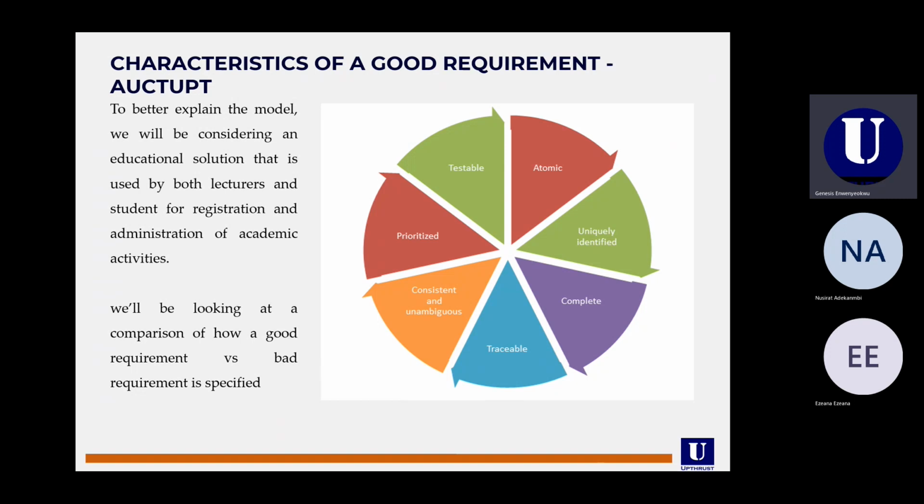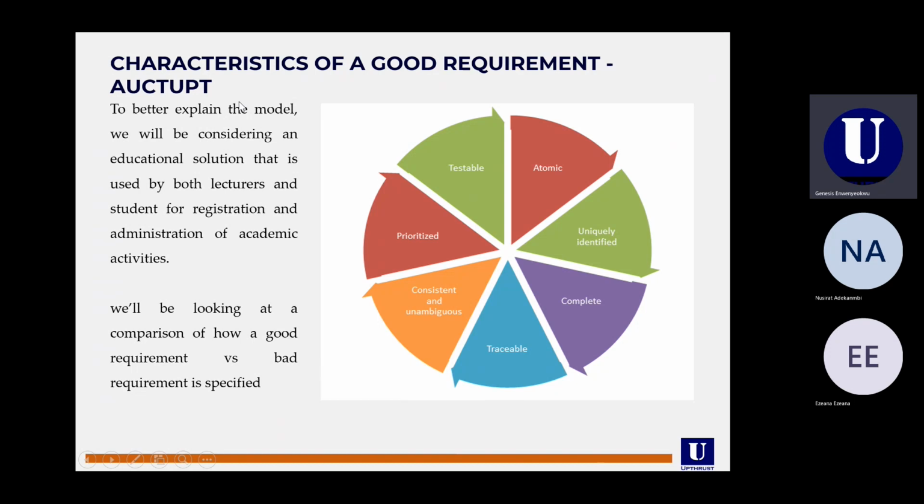So OCTOPT consists of letter A, I mean number A, standing for atomic, U for uniquely identifiable, C for complete, T for traceable, C again for consistent and unambiguous, P for prioritized, and T again for testable. The difference between this one and the INVEST is that INVEST is strictly for user stories. We use INVEST to evaluate the quality of a user story, but we use OCTOPT to evaluate the quality of any requirement you are writing.